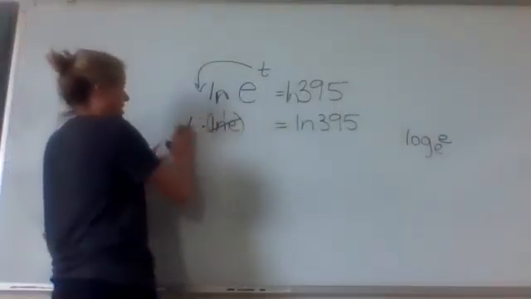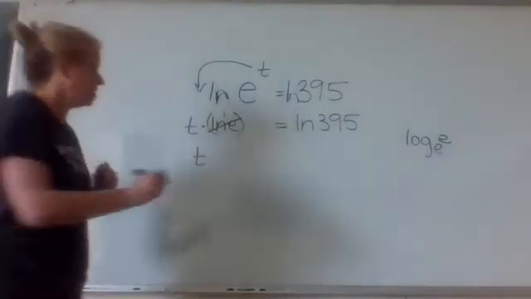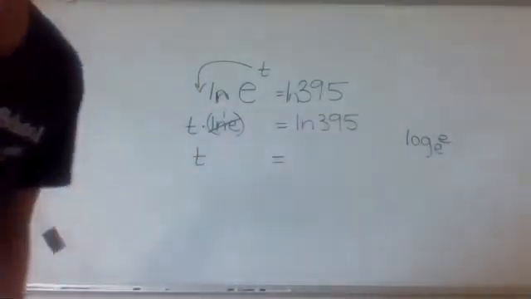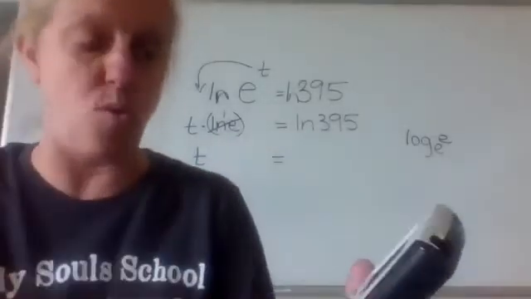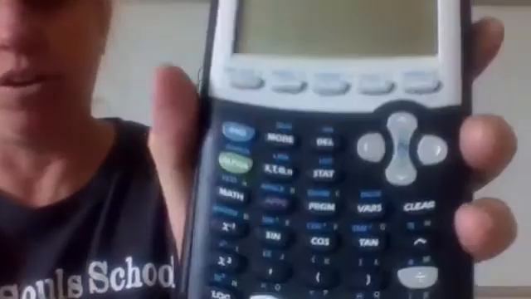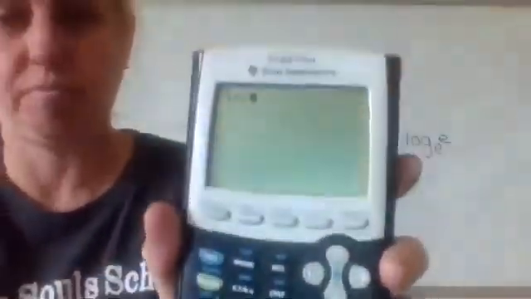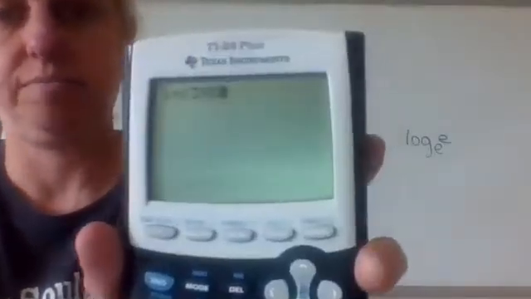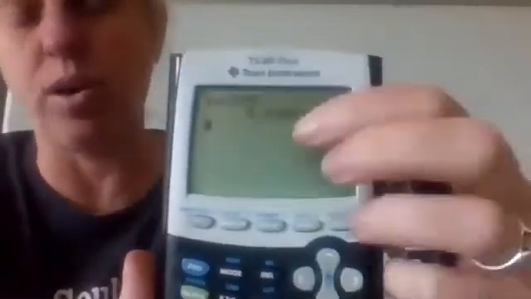So let's see what's left here. Just the t equals. On the right, all I have is ln 395. So let's just punch that in our calculator and round it to 4 places. Clear it out. Remember, there is an ln button on your calculator. So ln 395. Close it, enter, round it to 4.